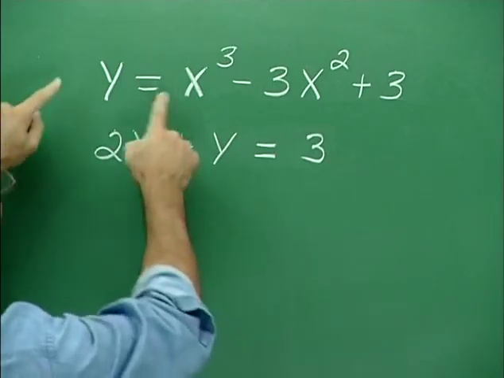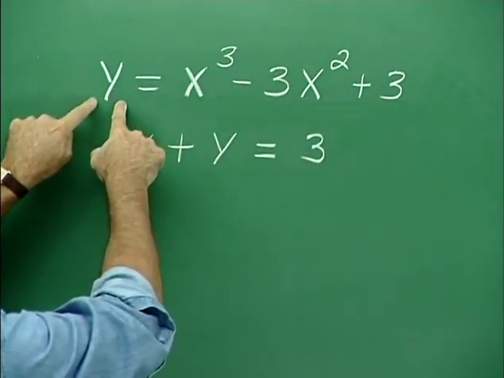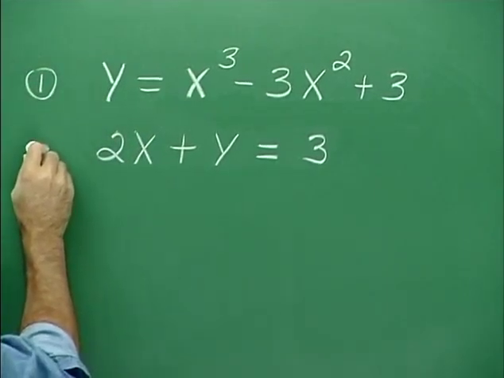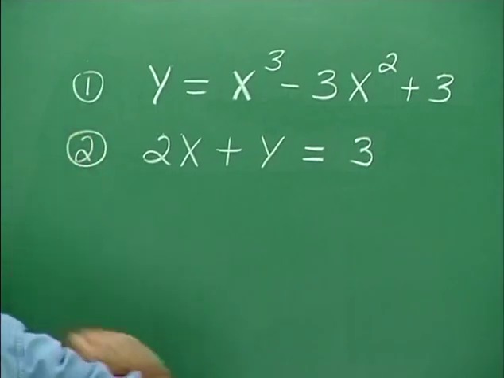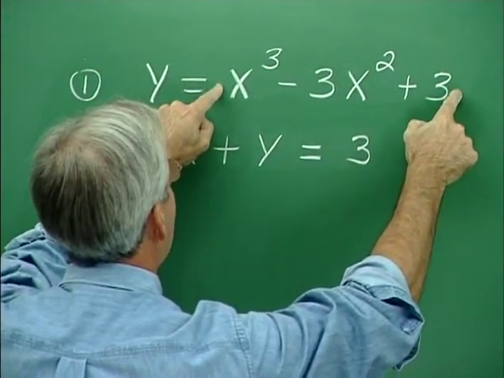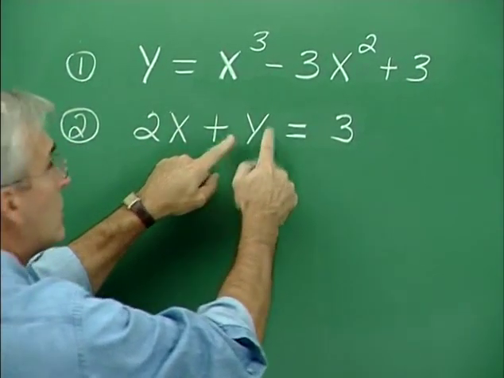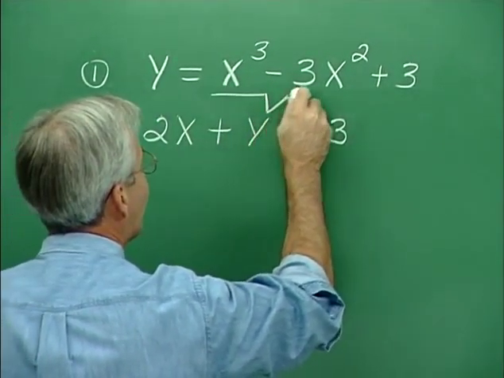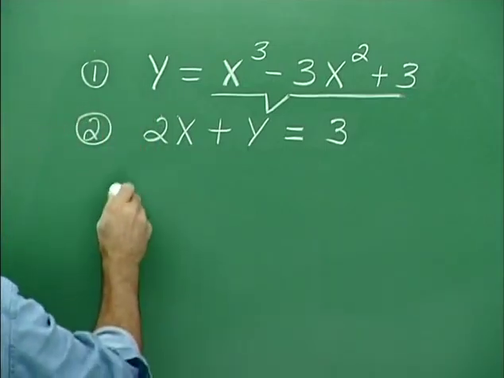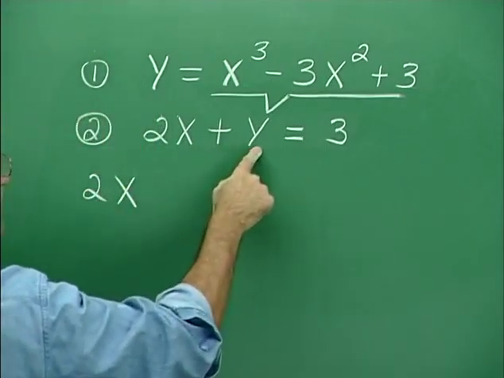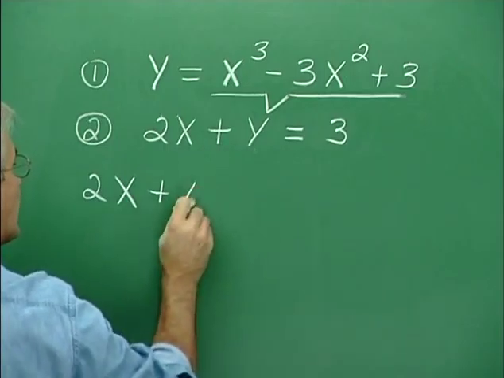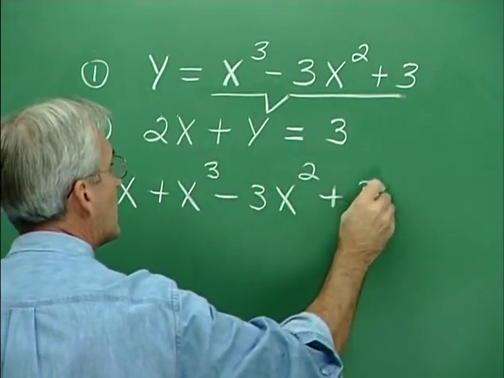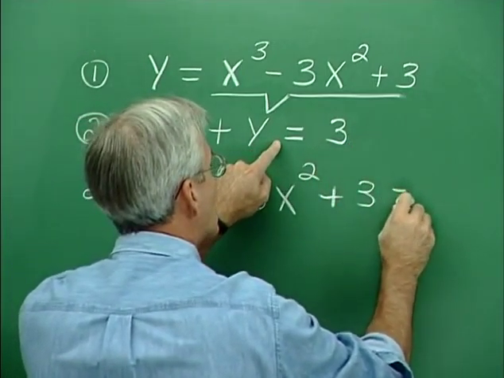Looks like to me that the first equation is already solved for y, because y is isolated here on one side of that equation. So if we call this equation 1 and this equation 2, then we can take this information about y and put it into equation 2. So we're just going to rewrite equation 2 and replace this y with that expression. All right, let's go. We've got 2x then, and instead of y, I'm writing the expression x cubed minus 3x squared plus 3, and then now back down here equals 3.